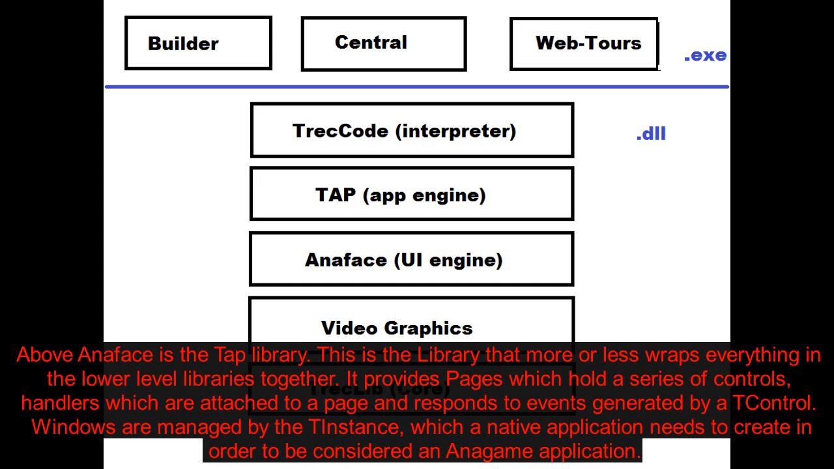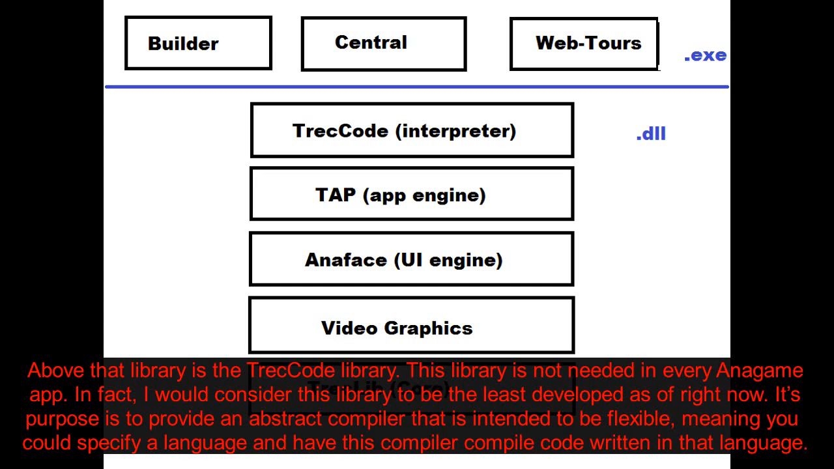Above Anaface is the Tap library. This is the library that more or less wraps everything in the lower level libraries together. It provides Pages, which holds a series of controls, Handlers, which are attached to a page and respond to events generated by a T control. Windows are managed by the T instance, which a native application needs to create in order to be considered an Anagame application. Above that library is the Trek Code library.